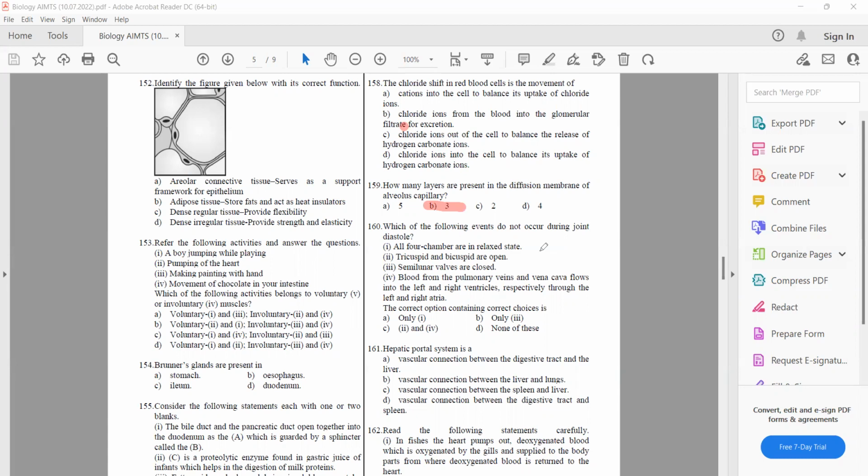So where semilunar valves will be closed there, and blood from pulmonary vein and vena cava flows into the left and right ventricles respectively through the left and right atria. So when we talk about this question, all of these are right. So none of these. 161, hepatic portal system is. So when we talk about hepatic portal system, this is a connection between the digestive tract and the liver.